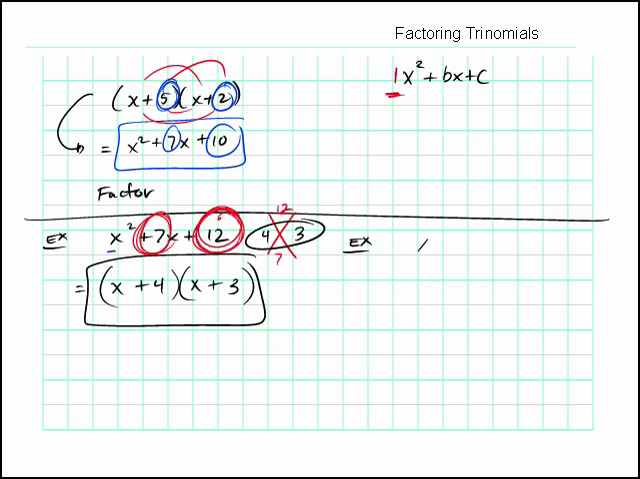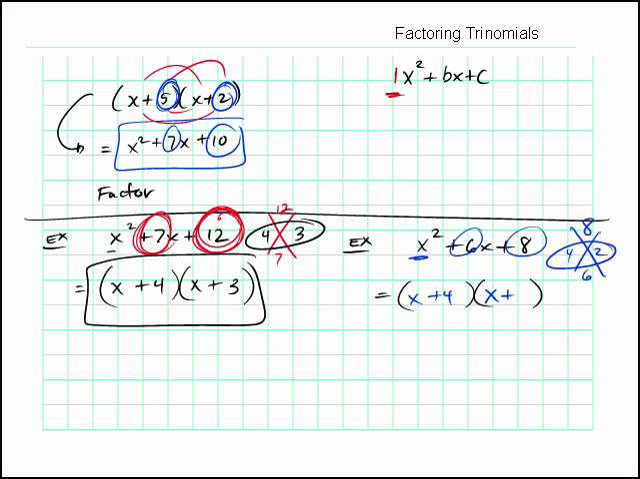Here's another example: x squared plus 6x plus 8. Since we do have an x squared here, I'm writing an x times x like that. I'm looking for two numbers that multiply to 8 but add up to 6, and those two numbers would be 4 and 2. So I'm going to put a 4 here and a 2 there, and I have it factored. There it is, just like that. Let's do some more examples.